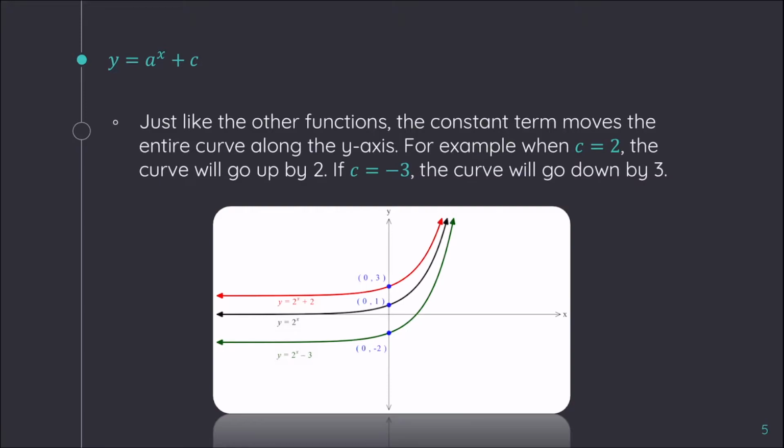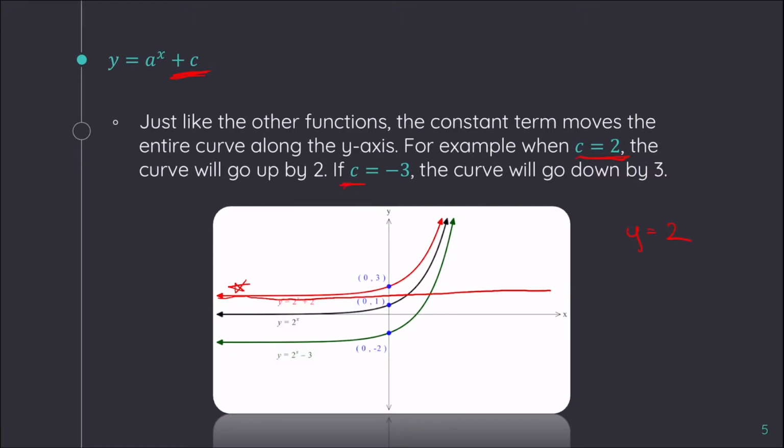So first thing we're going to do is the constant term. Now remember, the constant term moves the graph up and down. So when we have the constant term as 2, so plus 2, we're going to move the whole graph up 2 spaces. So that's the one in red. And don't forget, the asymptote moves along as well. So the asymptote is going to be at y equals 2.